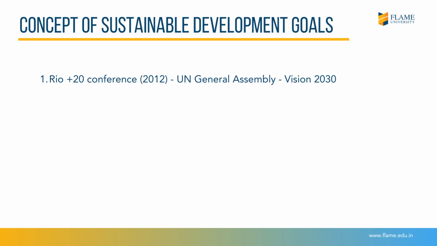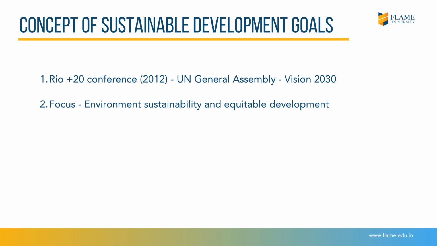Let's begin. In 2012, in Rio, there was a conference in which around 193 countries participated. They chose to follow up an agenda titled Transforming Our World, the 2030 Agenda for Sustainable Development. In this agenda, the UN General Assembly recognized that for sustainable future development, a concrete plan is required which would indicate priority areas that are globally relevant.